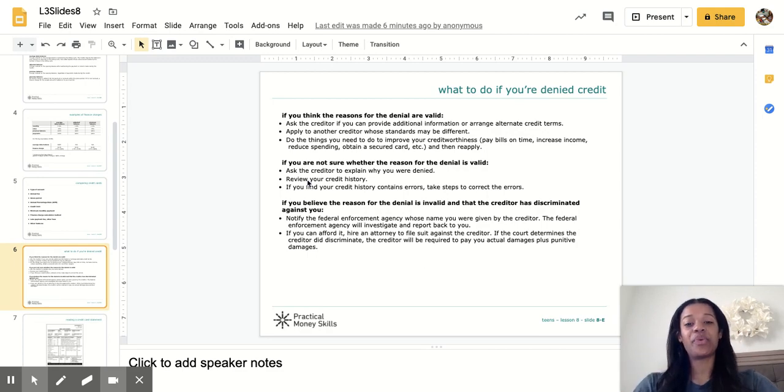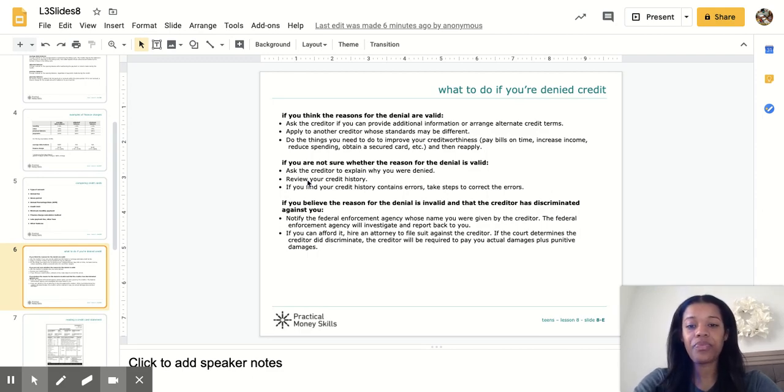If you are not sure whether the reason for the denial is valid, ask the creditor to explain why you were denied. Review your credit history. If you find your credit history has errors, you take the steps. So let's say, like for me, I had a lot of medical bills, but I was able to dispute a good amount of those. So you want to really look into it and see how you can get those off your credit.